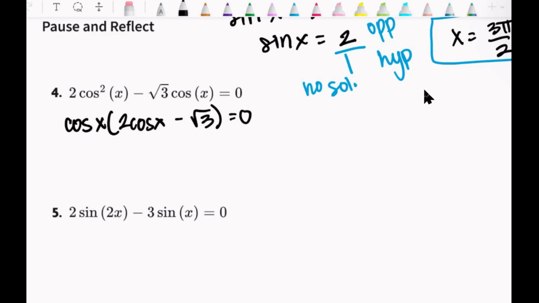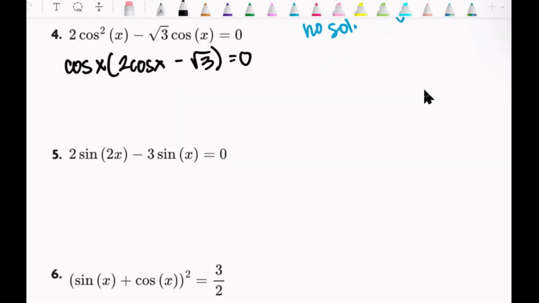And from here, because it's something times something, I can use the zero product property rule and separate them, right? So I get cosine of x equals 0, and I get 2 cosine x minus root 3 equals 0. And so what I'm going to do here is I'm going to solve each of these independently.